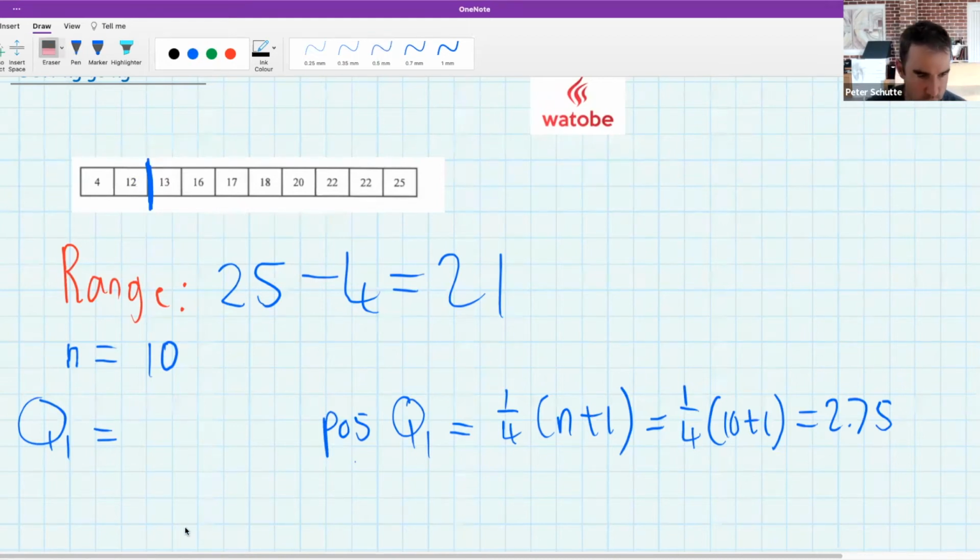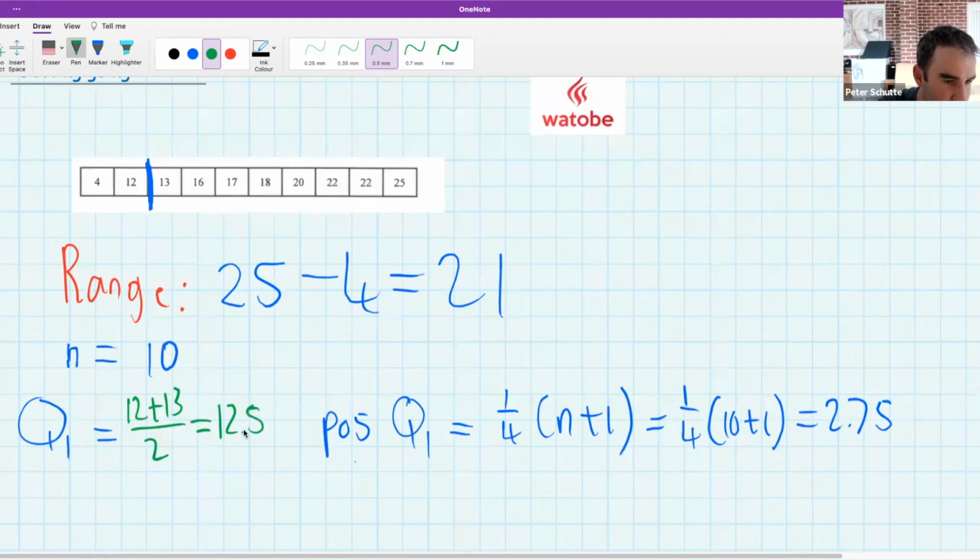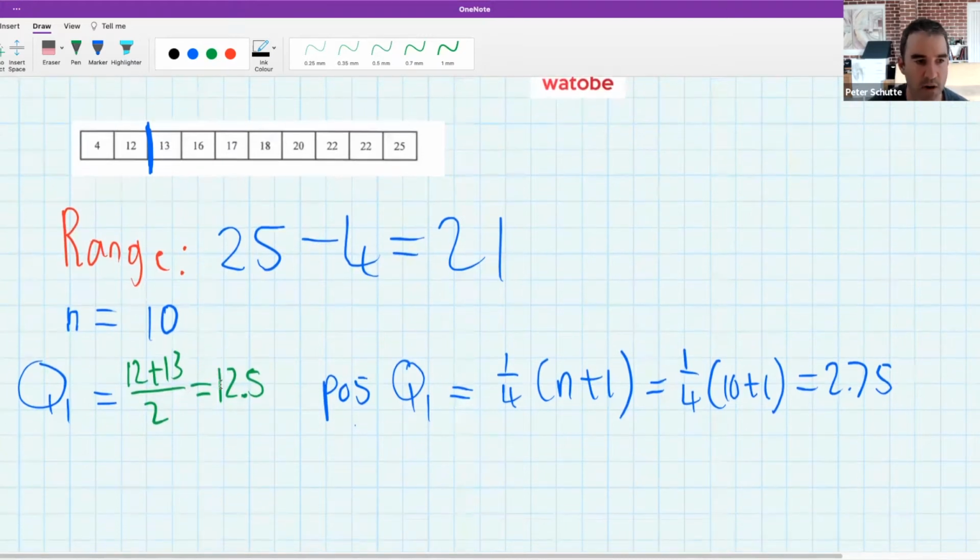Okay. And so what we do is, in order to work out what the value of Q1 is, we say, what is the number in position, well, between position 2 and 3? And I go, well, I just average out between what's there. So 12 plus 13 over 2, and that gives me 12.5. Okay, so that is what's called Q1, or the lower quartile. And what we say is that 25% of the data is going to be below that number, and 75% will be above.